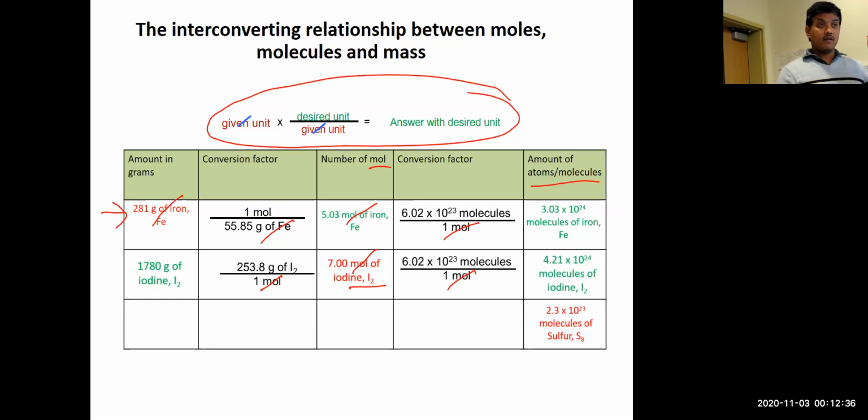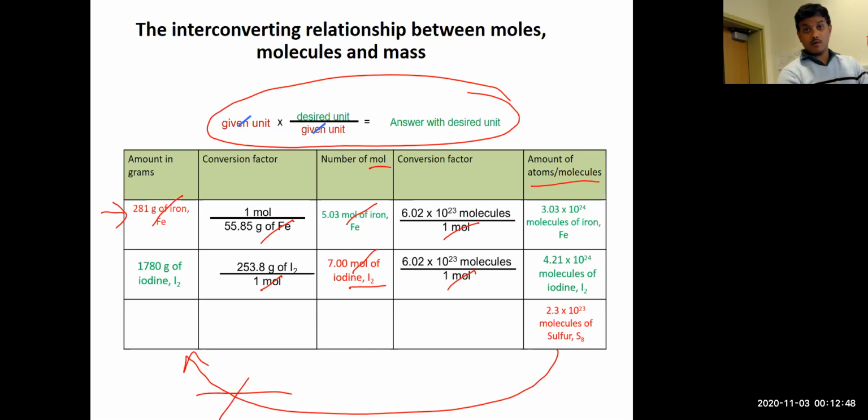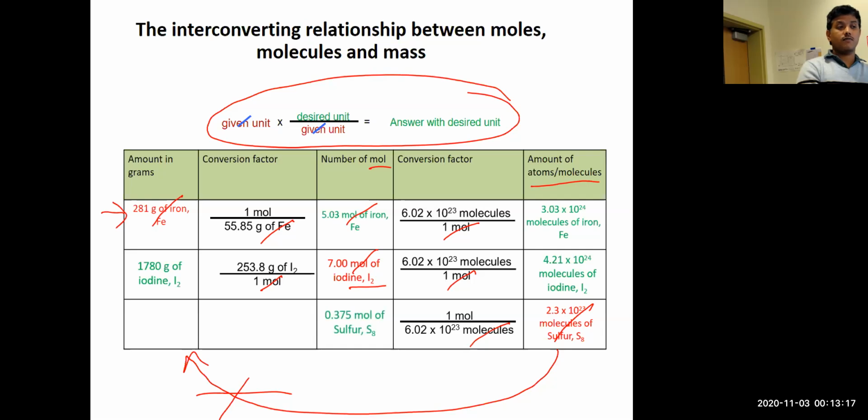What if you are given the molecules of sulfur and asked to identify the number of moles and grams? You cannot directly go from here to here. That's not possible. Please do not attempt it. To identify the amount of grams, first you need to identify how many moles of sulfur are present in the given number of molecules. For that, you're going to use the conversion factor, but this time you're going to have the molecules in the denominator so that you can cancel out the units to end up with moles as your final answer.